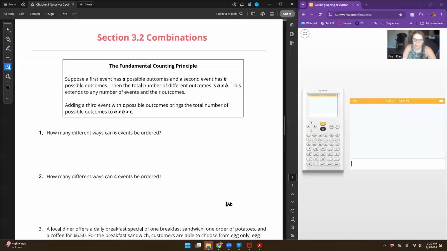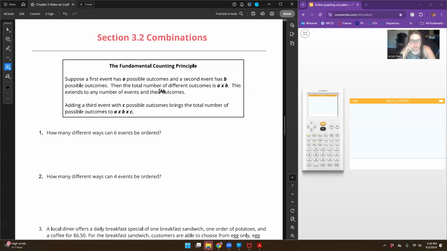Hi, in this video, we are talking about section 3.2, which is combinations. And this is really just setting us up to be able to do some fancy probability in chapter 4. So basically all of chapter 3 is just getting us ready for chapter 4.